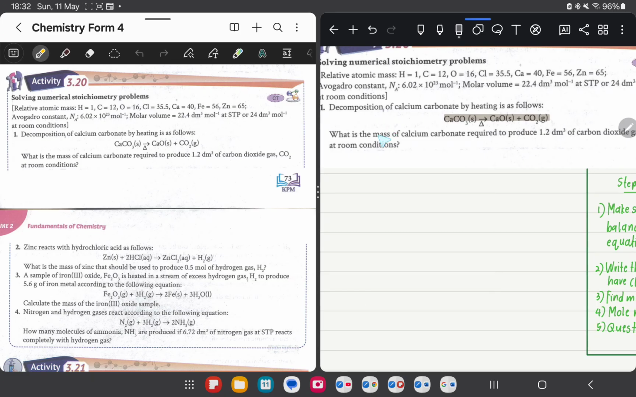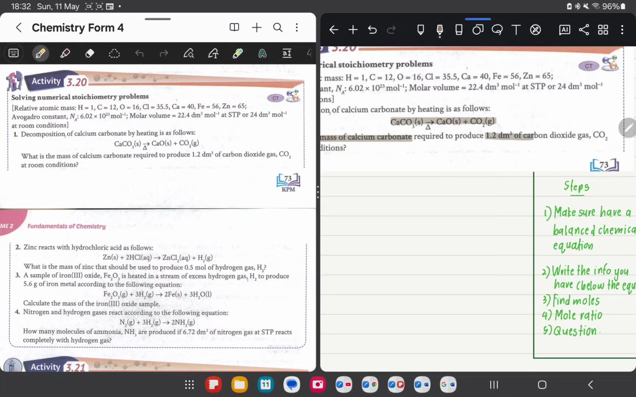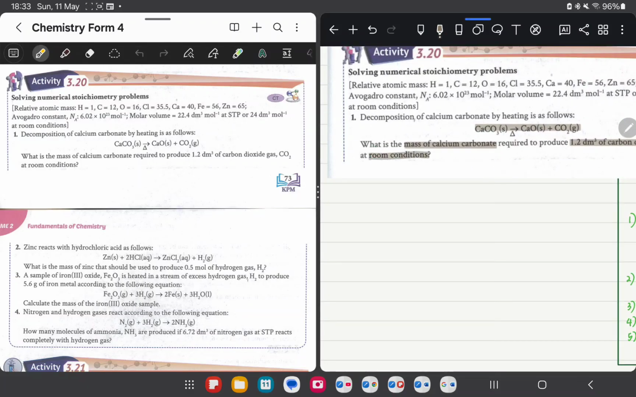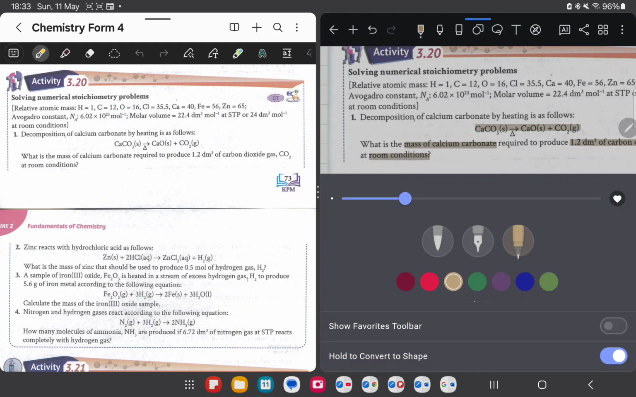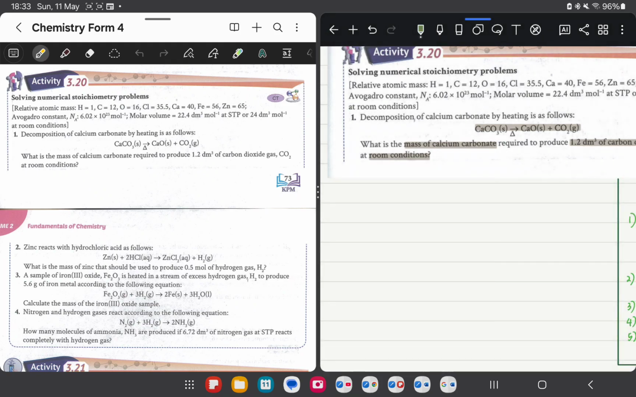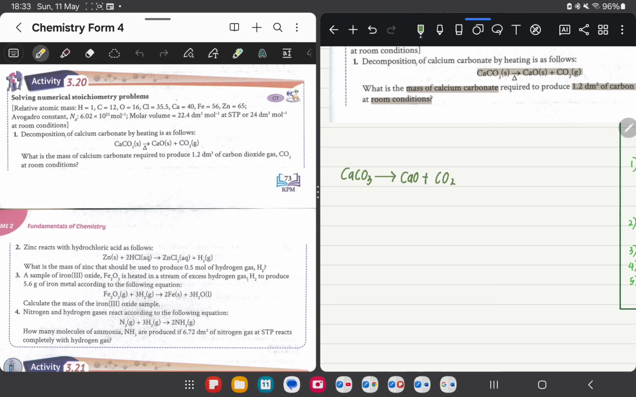Okay, what is the mass of calcium carbonate? That's your question: mass of calcium carbonate required to produce 1.2 decimeter cube carbon dioxide gas at room condition. Okay, so this is your question. Then make sure you write all the chemical equations. So this is the chemical equation, right? CaCO3 produces CaO plus CO2. Okay, so this is my chemical equation.